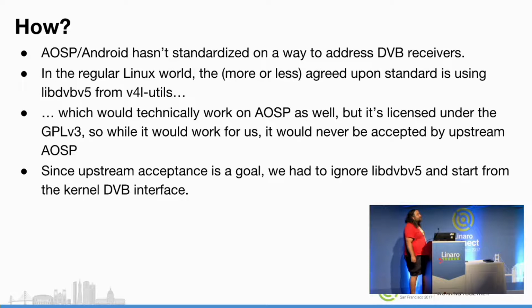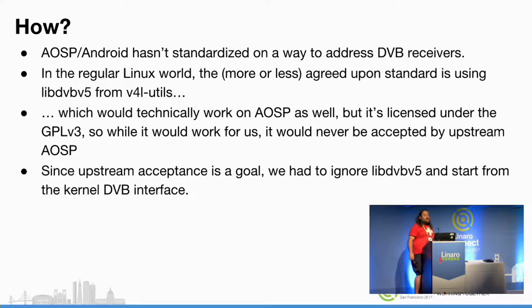So how do we want to do it? Currently, AOSP and Android don't have a standardized way to access DVB devices or even analog TV devices. Everyone who does it in a set-top box has to do it from scratch. In the regular Linux world, there is a pretty much agreed upon standard, which is using libdvb v5. But libdvb v5 is part of v4l utils, which is released under the GPL version 3, which I personally like and which isn't a problem for us, but it will never be accepted in AOSP upstream because of that license.